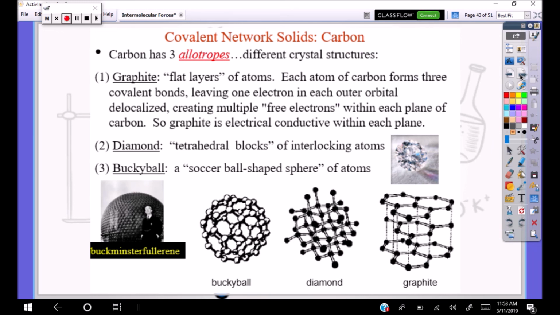Again, the 3 different allotropes. We've got graphite, diamond, and then buckyballs, which are really interesting. I recommend Googling buckyball and just reading up on them.